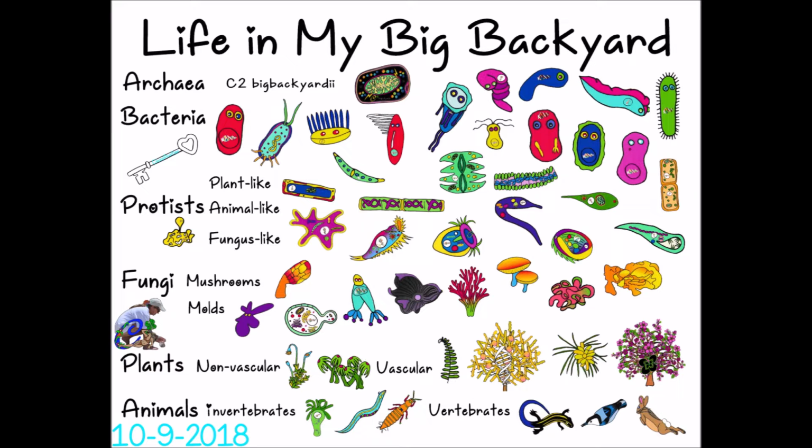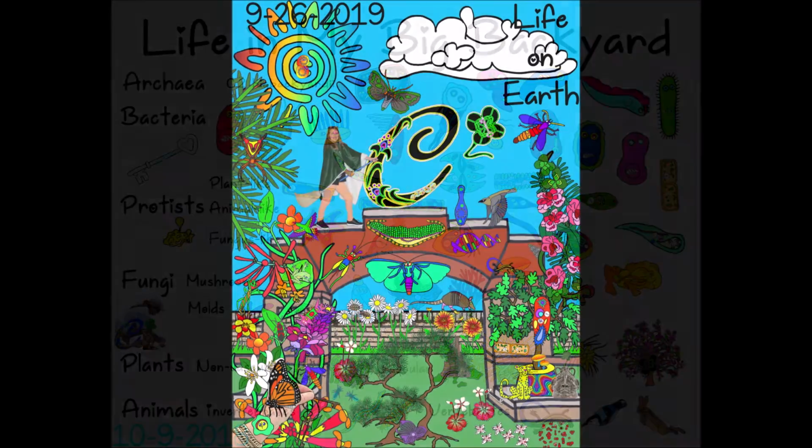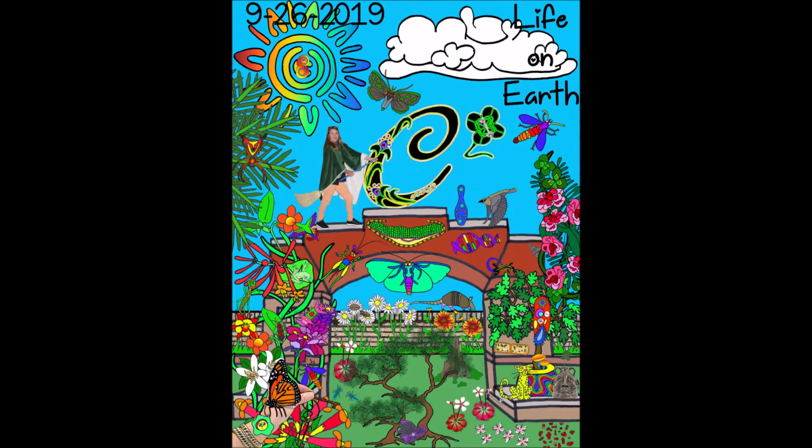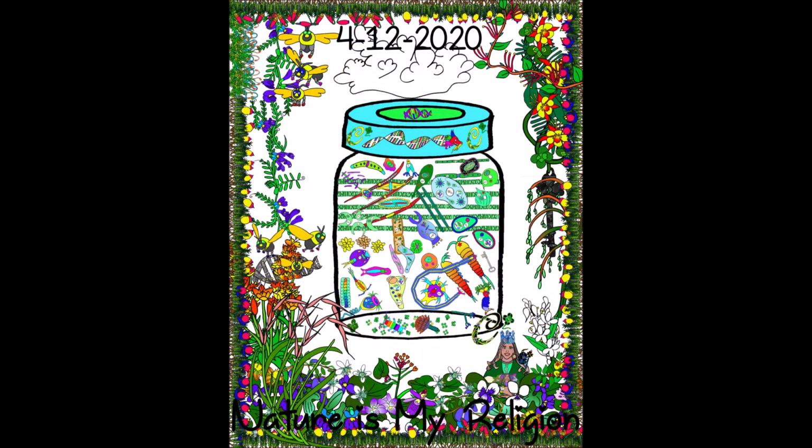It was about that time that I created my own archaea. I call it C² Big Backyardii. I did this one for the cover of my notebook. And this one to showcase my Ogeechee River collection.